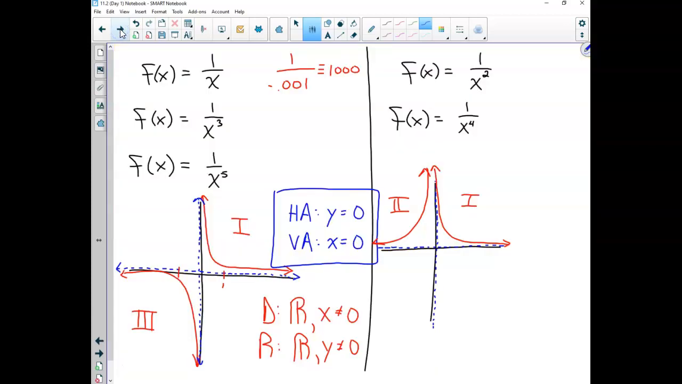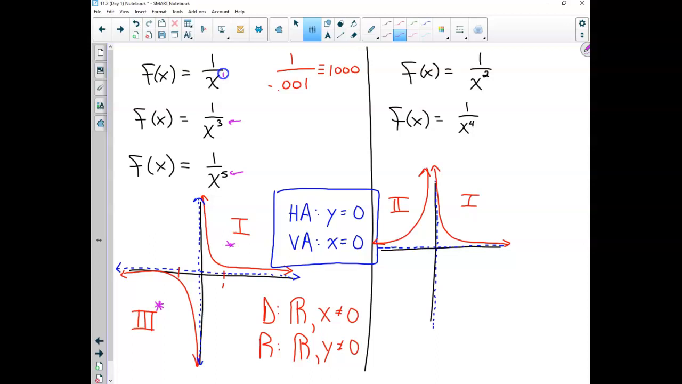So what I got here is just remember that as we are moving through here, anytime I'm looking at these parent functions where the degree of that denominator is an odd degree, what that means is if I put a negative number in there, when I take a negative number to an odd power, that is going to keep that number negative. So that's kind of placing that one branch down here in quadrant 3. And when I put a positive in there, a positive divided by a positive is going to be a positive, and I'm going to be up in quadrant 1.